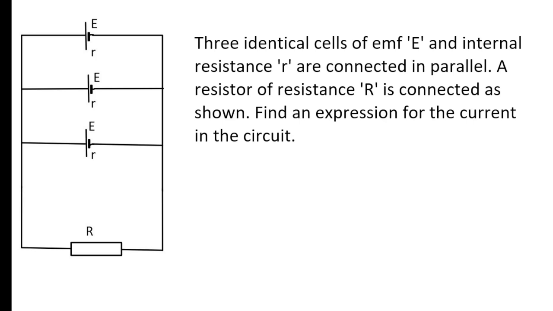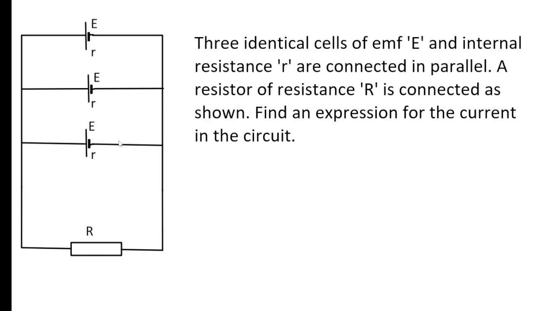Here's another exam style question for A-level physics. Three identical cells of EMF E and internal resistance r are connected in parallel. A resistor of resistance capital R is connected as shown. Find an expression for the current in the circuit. Pause the video and give it a try. When you're ready to check the answer, press play.